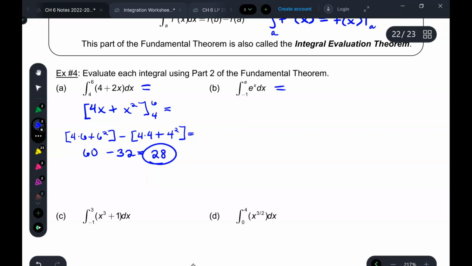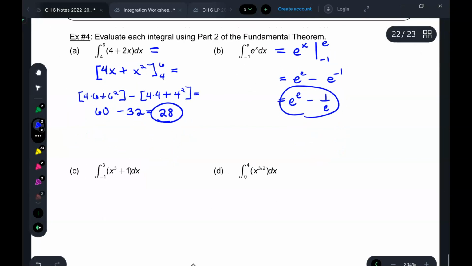Okay, antiderivative for e to the x is e to the x. And we want to evaluate it from -1 to e. So what do we get? e to the e minus e to the -1. What's e? Yeah, so e to the -1. I would just rewrite that as 1 over e. Okay.